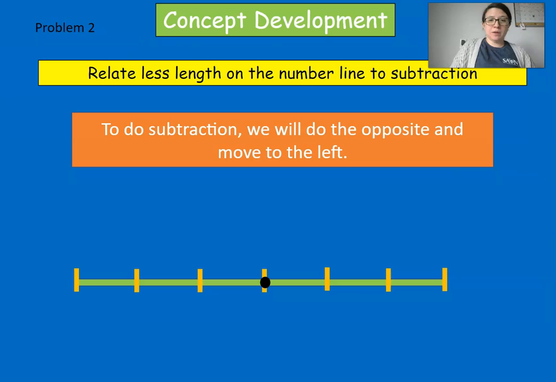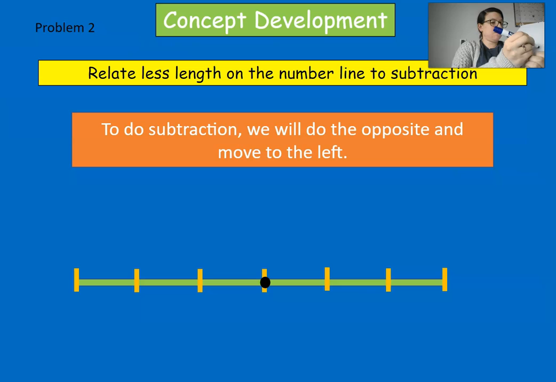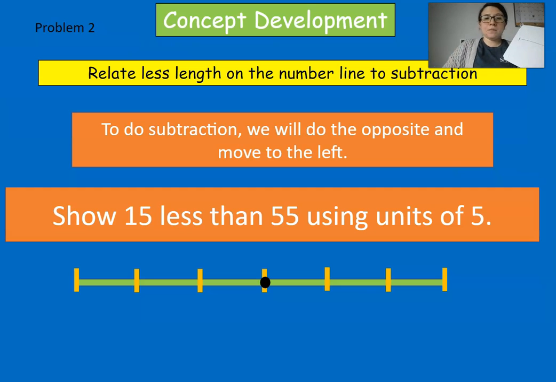So go ahead and set up your number line. When we do subtraction, instead of going to the right, we're going to go to the left because we're taking away. You'll see what I mean. Okay. So for this one, we're going to show 15 less than 55 using units of 5. So when we set up a subtraction problem, I'm going to put my 55 over here because, again, we're moving from right to left instead of left to right. We're going this way when we subtract.